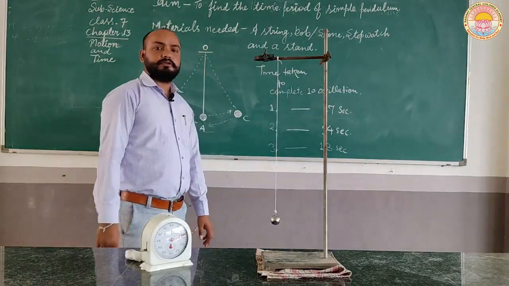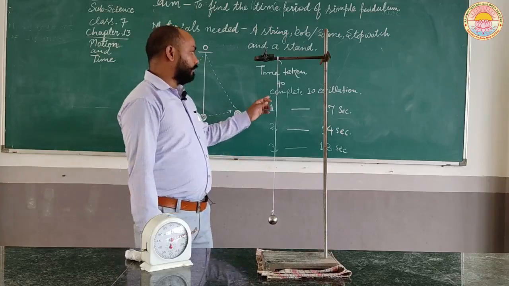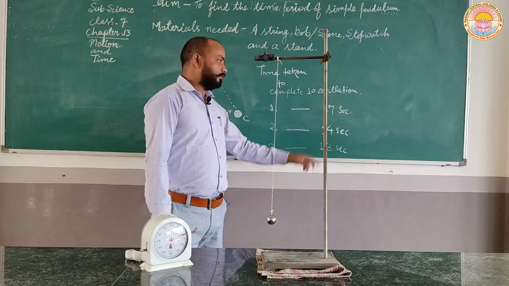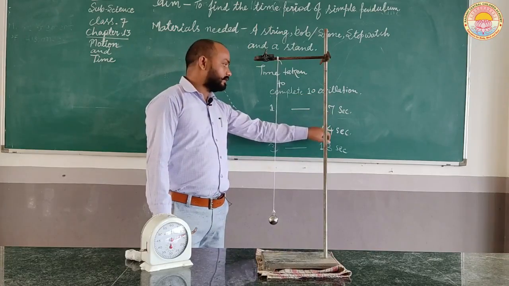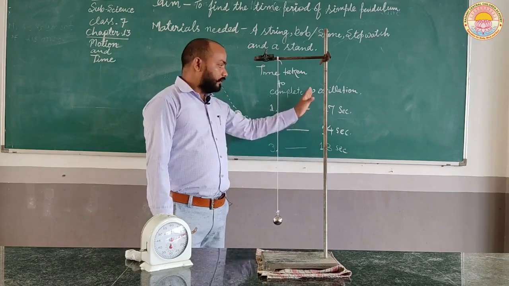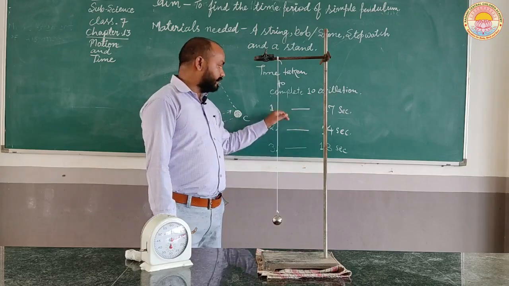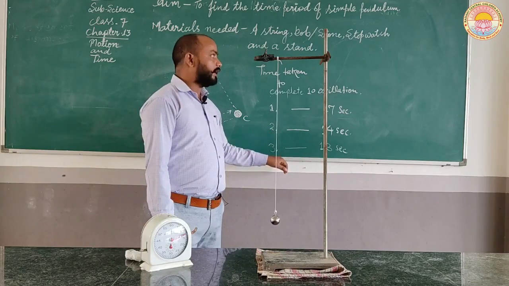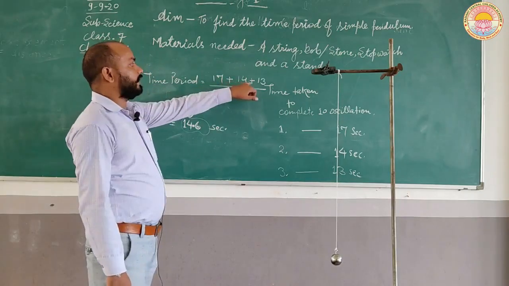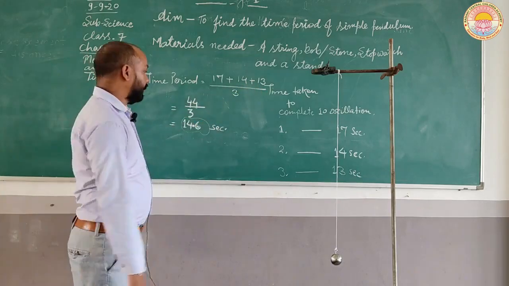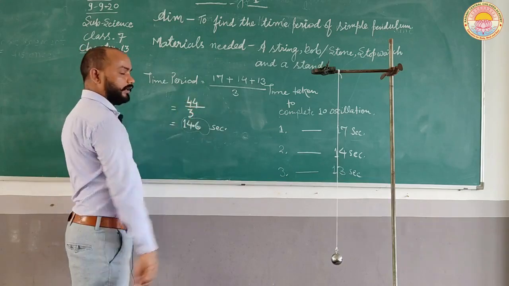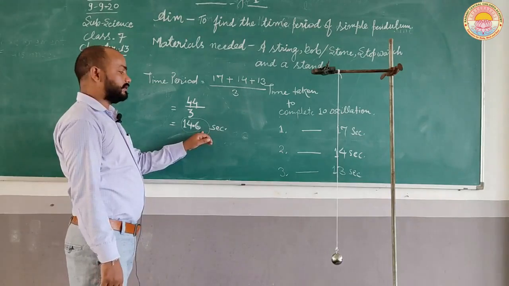You have observed that the pendulum took different periods of time to complete 10 oscillations. The first time it took 17 seconds, the second time 14 seconds, and the third time 13 seconds. By calculating the average time of these three repetitions, we can find the time period of the pendulum. Now, 17 plus 14 plus 13 divided by 3. Then we find 44 divided by 3, which is equal to 14.6 seconds.